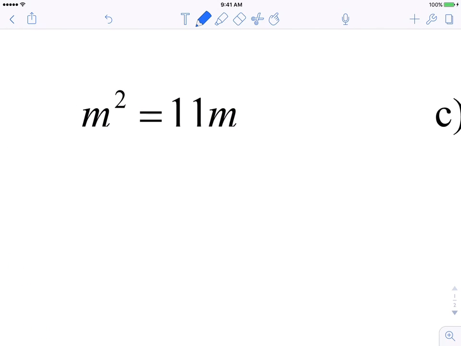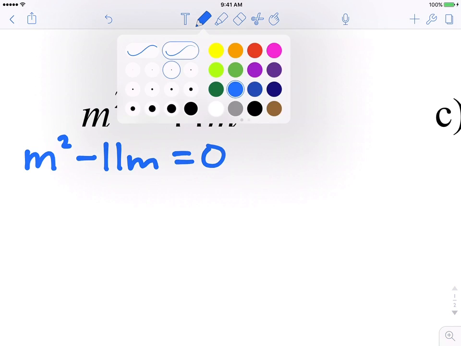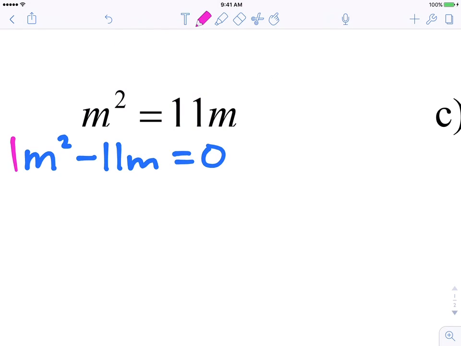You may be thinking, oh, it looks like a perfect square, m squared, but we don't have anything else here. What we want to do is we want to have m squared minus 11m equals 0. So we've subtracted 11m from both sides. In this case, we have an a value of 1, a b value of negative 11, and c is 0. We don't have anything for c, so it's 0.